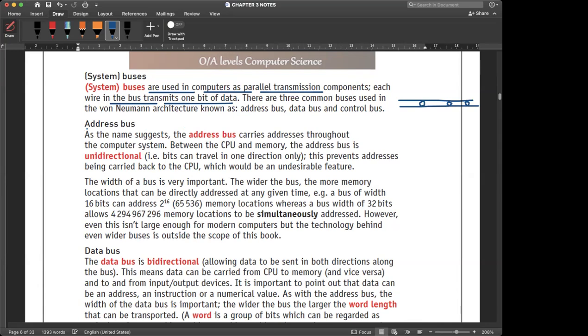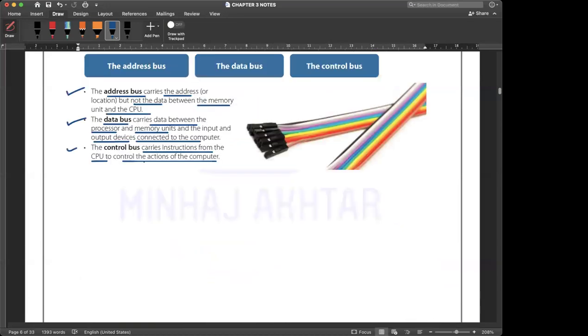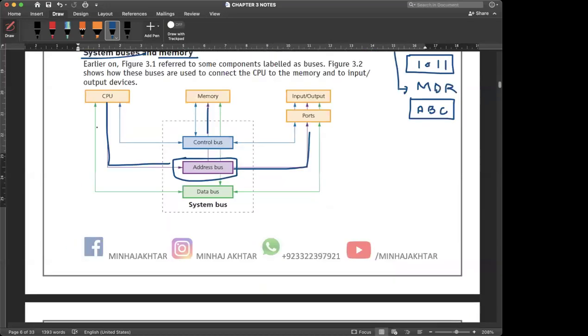So first, I'm going to discuss the address bus. The address bus carries addresses throughout the computer system. The address bus is unidirectional. What do you mean by unidirectional? You see here in this figure that a single arrow was just here.